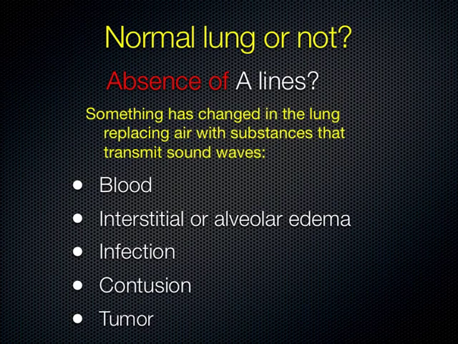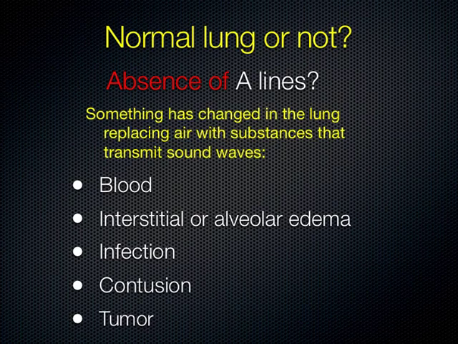When you're wondering whether you have normal lung or not, you are looking for, well, are the A lines gone? Because if the A lines are gone, then that means there's not air there. Something else has replaced the air in the lung, and that could be anything. That could be blood. It could be edema, infection, contusion, tumor. Any number of things can obliterate the A lines, and then you have to start thinking, what has taken its place? So now we're going to get into what are B lines.